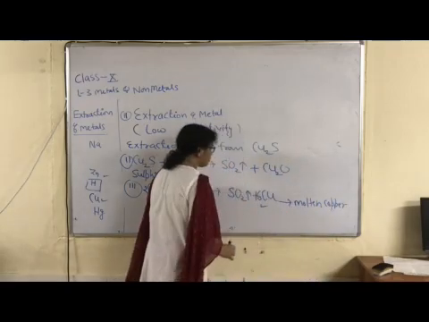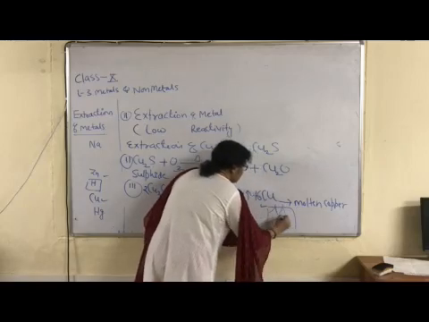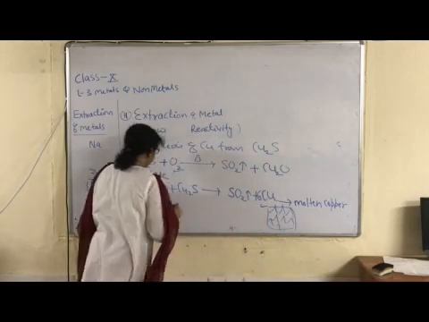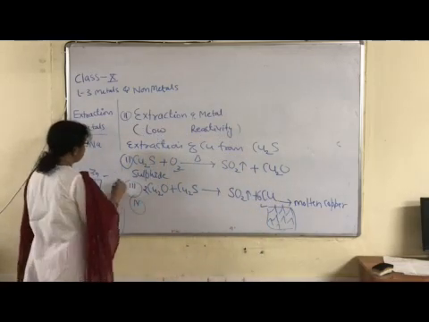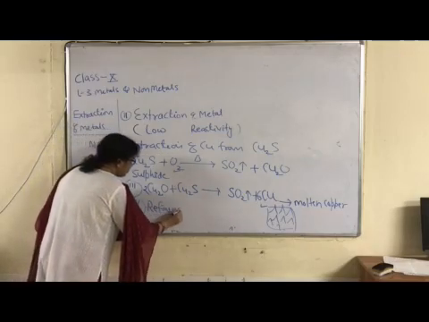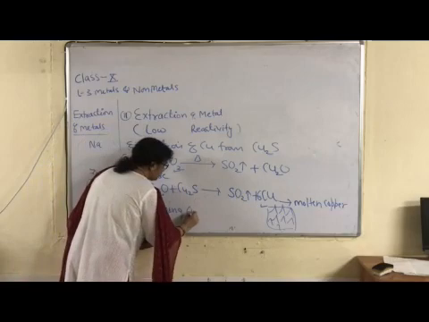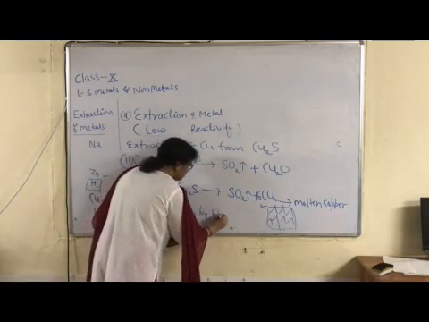Molten copper. This copper is also known as blister copper, because of the formation of blisters on its surface. Right? And last step of metallurgy or this extraction of metal is refining. Refining of impure copper by electrolysis.